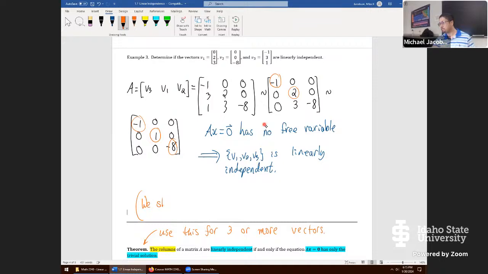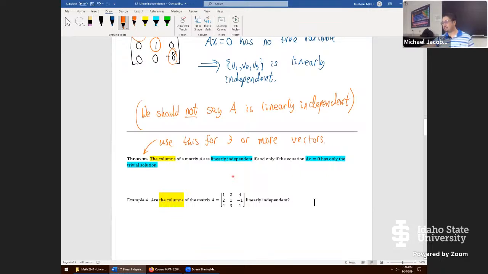We should not say A is linearly independent. That would be a different concept, a different vector space we're working inside. What we would want to say instead is it's the columns of A that are linearly independent, or you could just reference v1, v2, v3. So it's all about the columns, not about the matrix itself that the question is asking. Well, that's, again, a really powerful theorem for us.